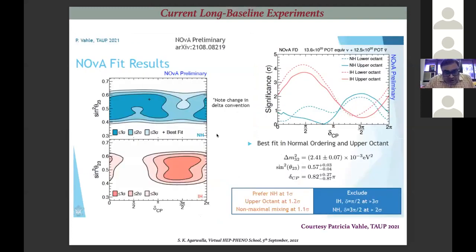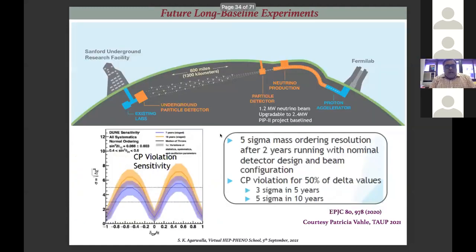And this is the data from NOvA, because I have already given you the summary of what we have learned globally from all this data. So I'm not going one by one. And this is the future DUNE experiment.